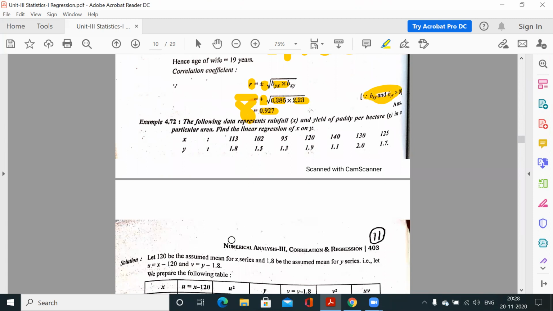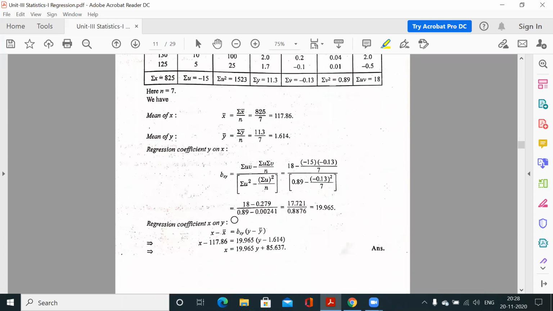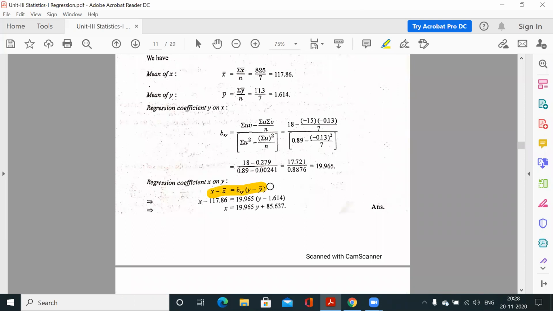I think you can solve the next questions because this is the same type of question. One variable x, and the y variable is given. Find the linear regression of x on y. In this case, you have to find only one line, x on y. That means this line only, so you have to find bxy only.